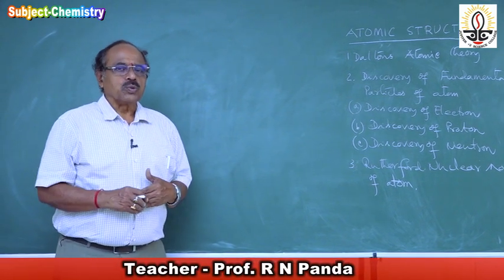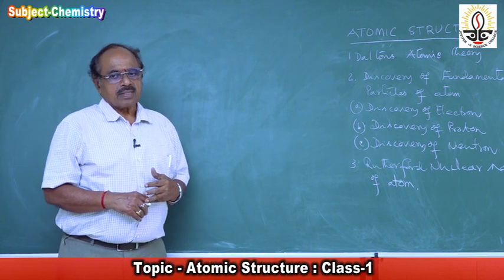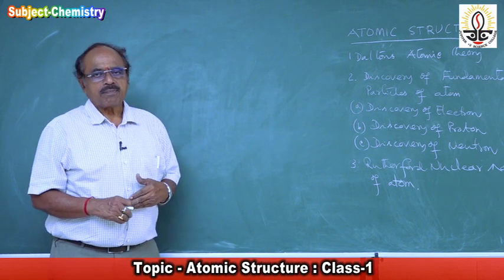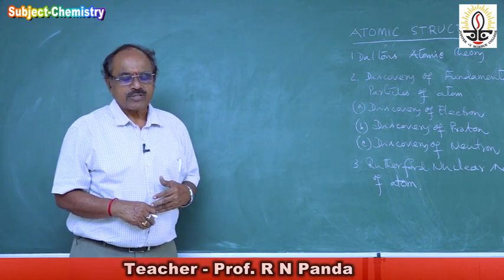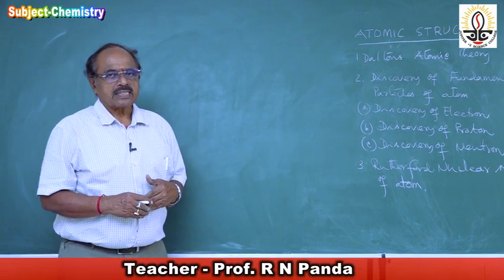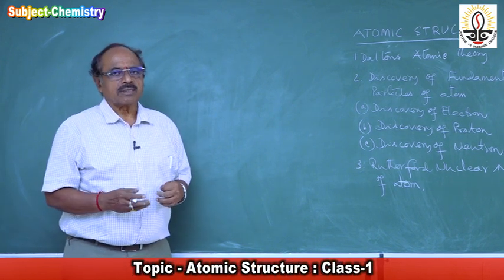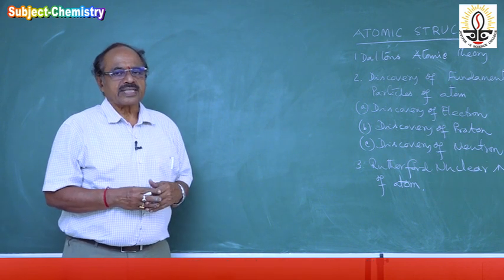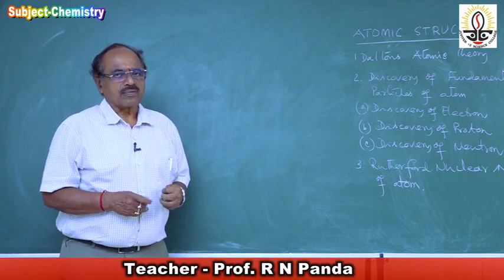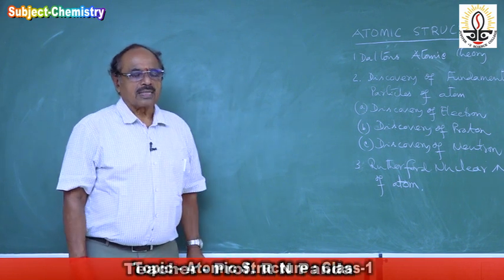Then we will go to the electromagnetic theory of radiation, then Planck's quantum theory, then the Bohr model of atom, then the Bohr-Sommerfeld model of atom, then quantum numbers, then the electron configuration of the atoms of different elements. So now coming to Dalton's atomic theory.